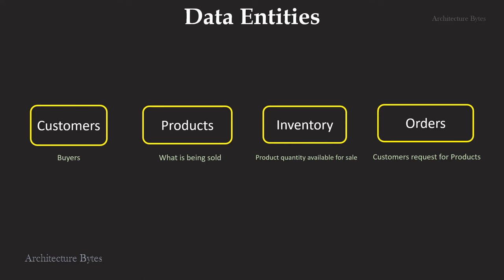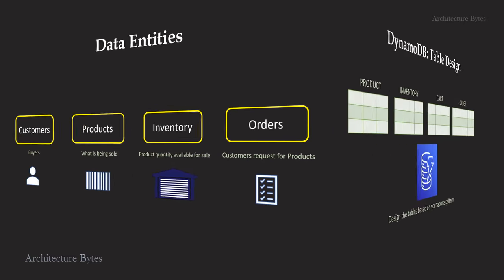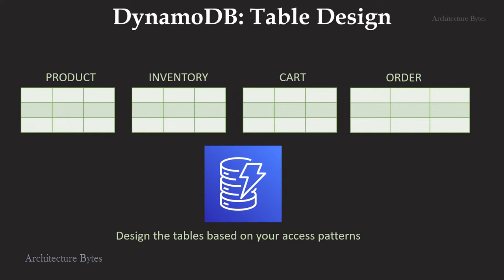Key entities we are going to deal with are customers, products, inventory, and orders. Our DynamoDB tables are product, inventory, cart, and order. Since users or customers are managed by Amazon Cognito, we will not model them separately in our database.